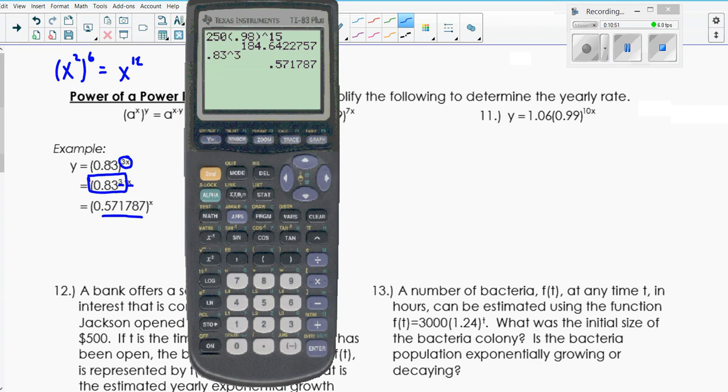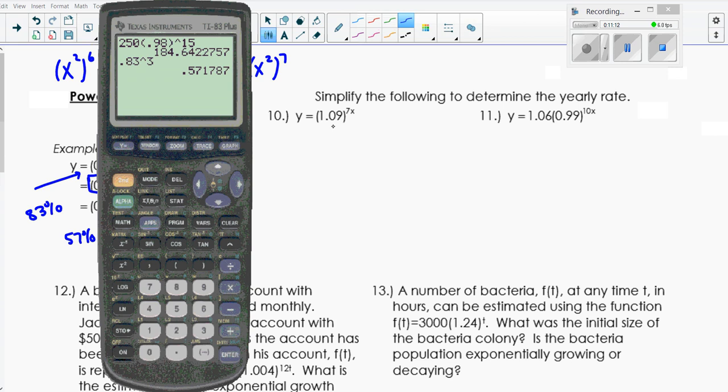So it looks like when we started this problem, there was an 83% rate, but really there's a 57% rate. So it's deceiving. That's what we're trying to avoid. We don't want to look at this and think that there's an 83% rate when there's actually a 57% rate. Okay? So for instance, I would look at this and I would think that there's a growth of 9%.